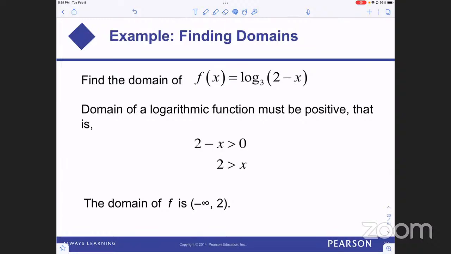x has to be strictly greater than 0, so 2 is greater than x. Negative infinity to 2.